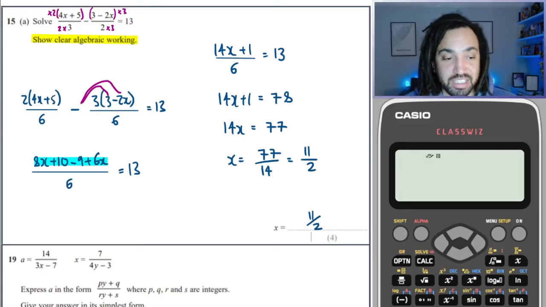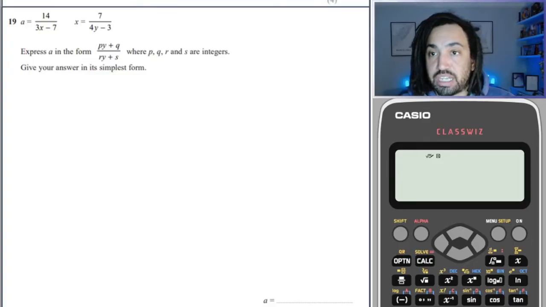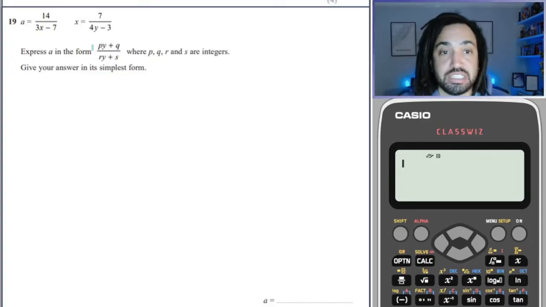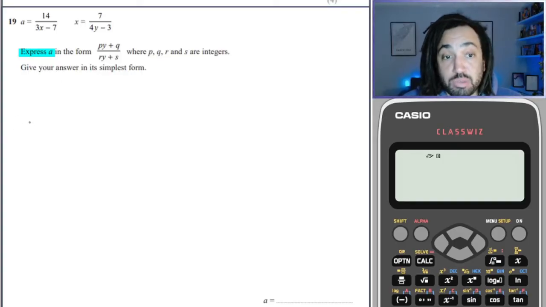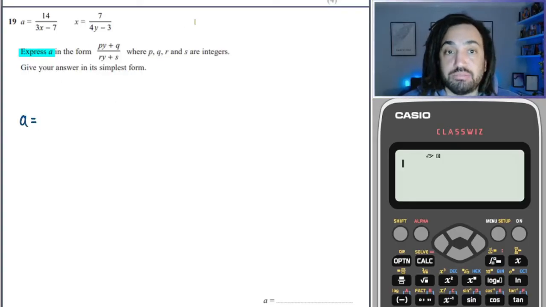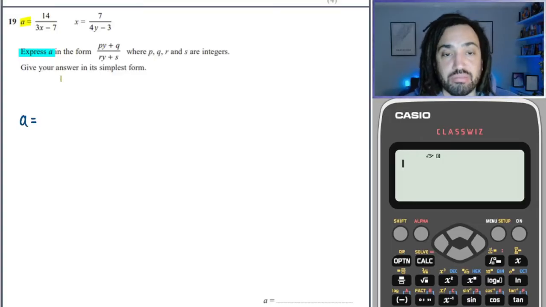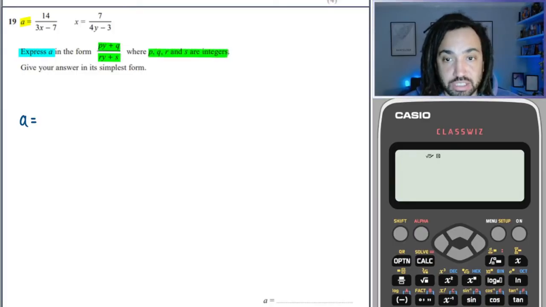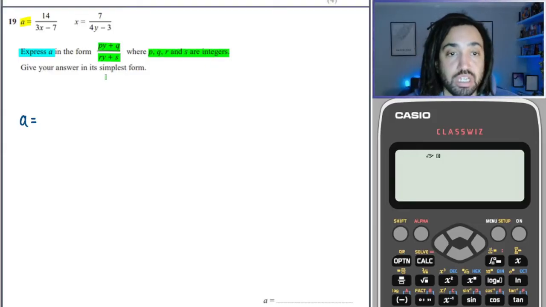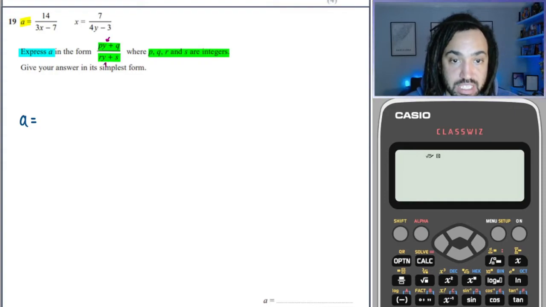Okay, these are tricky questions that Edexcel have just started putting into the exam paper, so watch out for them. They're asking you to express A, so that means that what we want is something to be A equals. And that's a good start, because we've got something that's A equals there. But it says in the form of Py plus Q over Ry plus S, where P, Q, R and S are integers. So they are just numbers, they're just constants. So we need it essentially in terms of Y, because here we've got these Y's here.